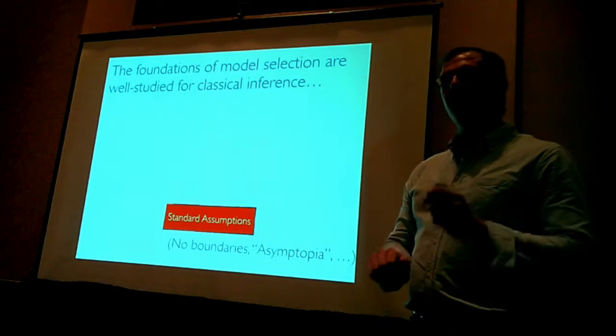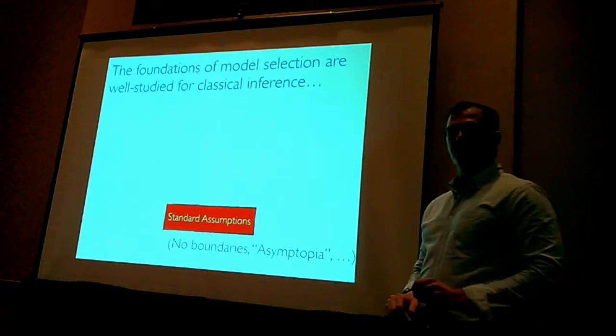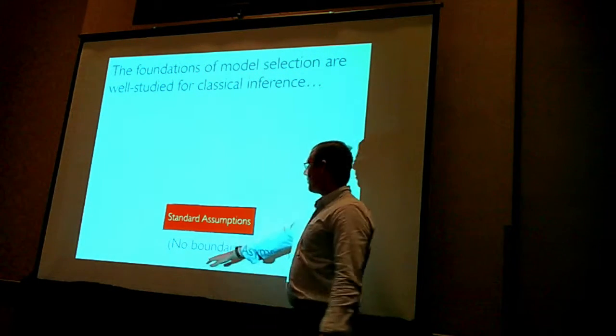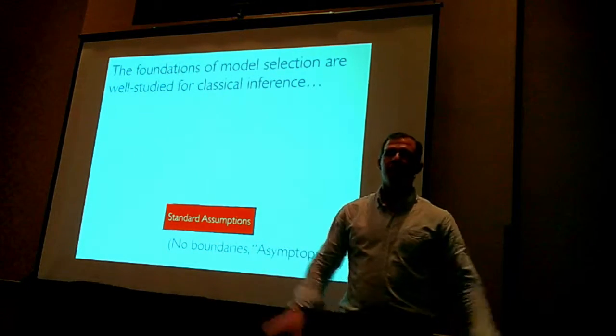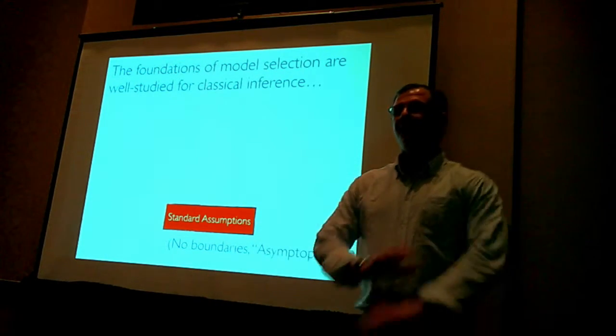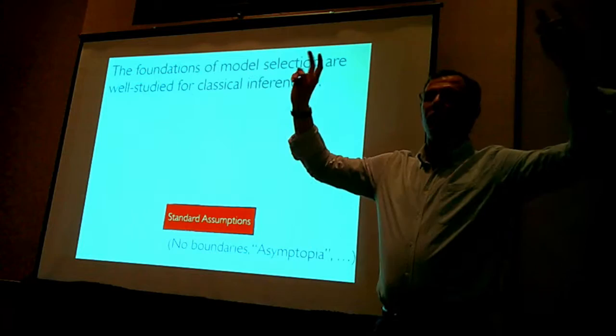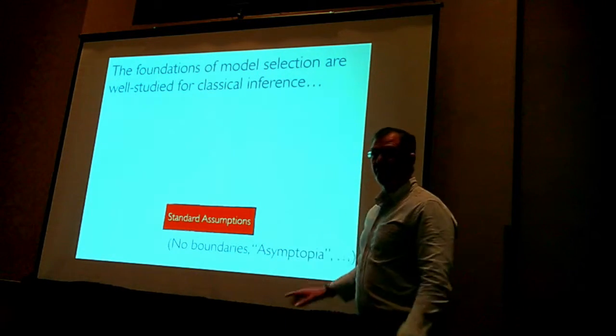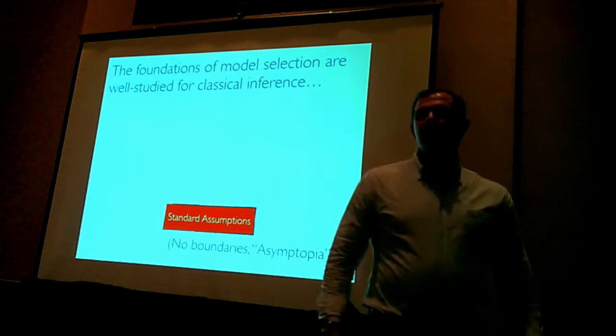The foundations of model selection are well studied for classical inference. We start with some very standard assumptions. We say, I'm working in a parameter manifold that has no boundaries. I'm in the infinite data limit, so I'm quote-unquote asymptotic, or I actually saw this in a paper, asymptopia. Apparently it's the place to be.